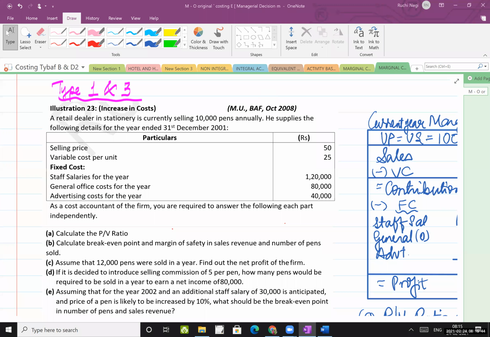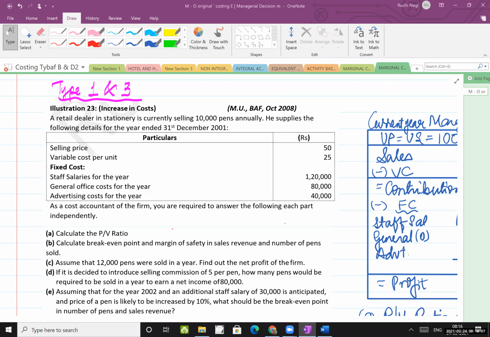So let's today start with question number 23, which is a combination of type 1 and type 3. Now these are all merger type of sums. Type 1 and type 3 we had done in chapter 1, marginal costing 1. We are in marginal costing 2 now, managerial decision making. So this sum is a combination of type 1 and type 3.